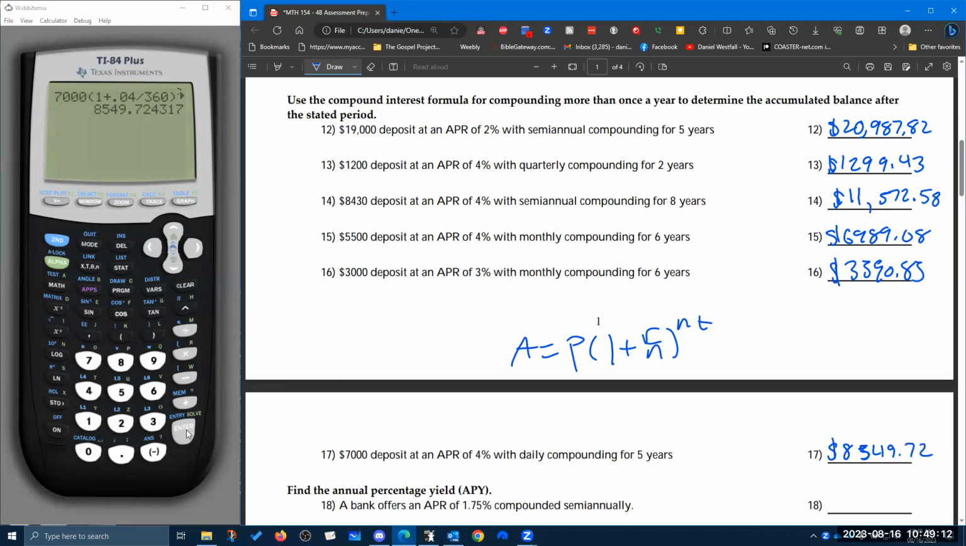It's going to be $8,549.72. All right. Come back next time and we'll talk about how to calculate APY, which is annual percentage yield, that has to do with investments like stocks and bonds.